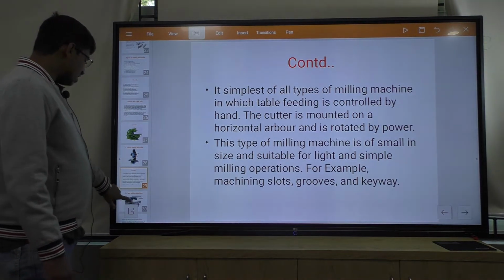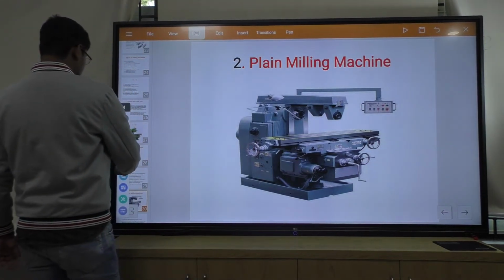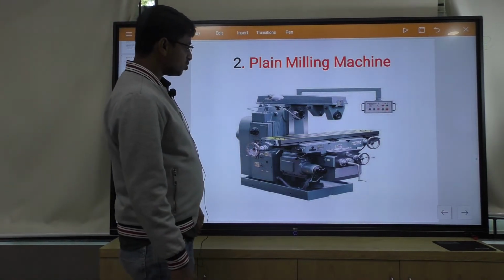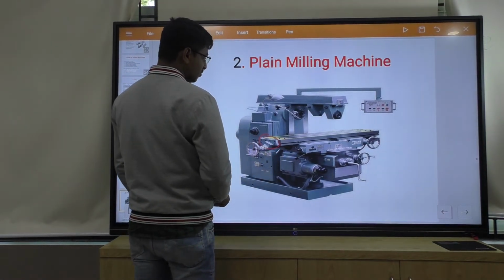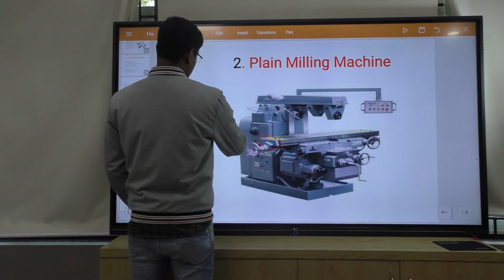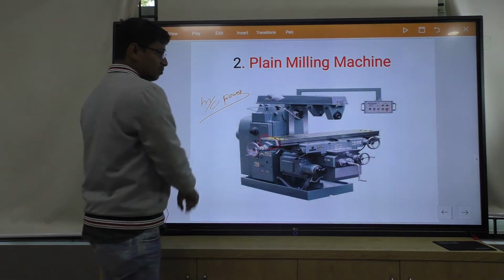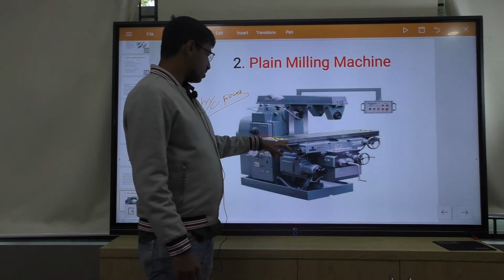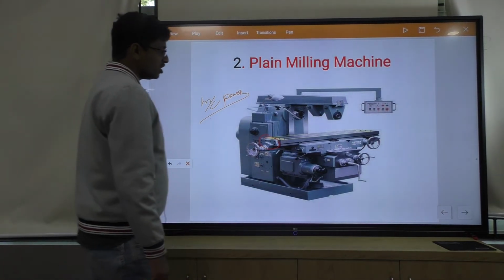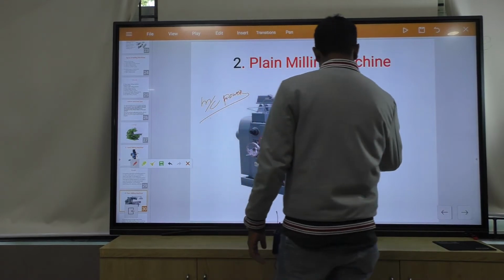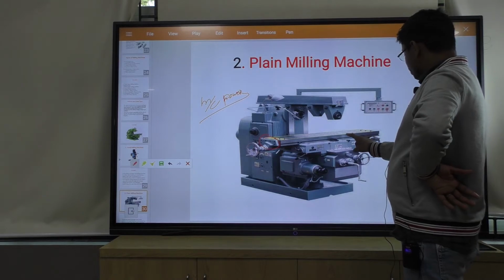Then again, plain milling machines. In plain milling machines, what happens? The power provided to the milling table for feeding is machine power. Machine power is provided to these milling tables for feeding the work, and also these milling tables have motion in horizontal directions.